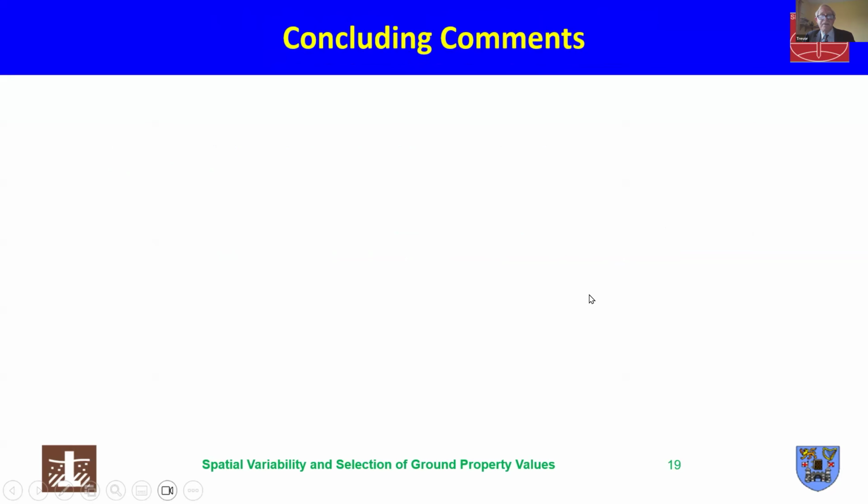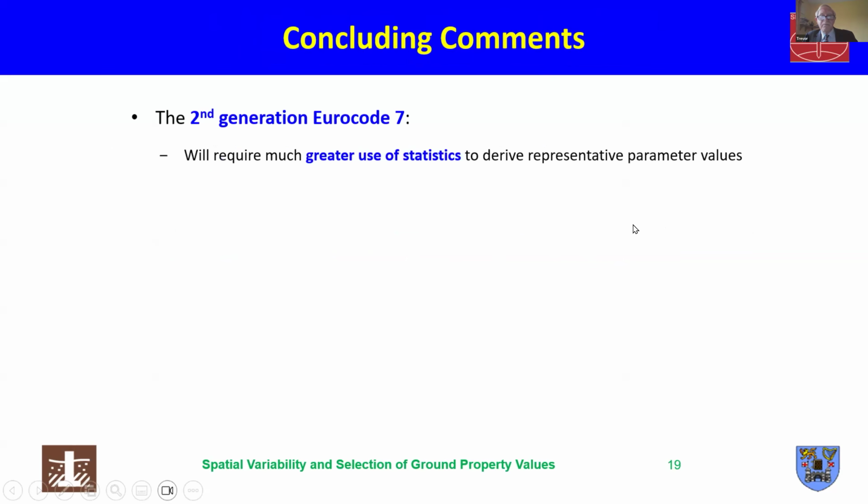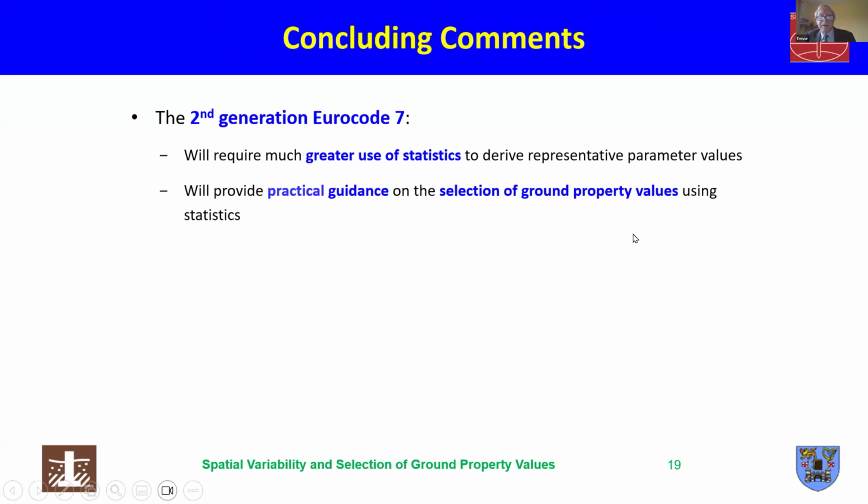So some concluding comments. The second generation of Eurocode 7 will require much greater use of statistics. It'll provide practical guidance on the selection of property values using statistics, and it will replace the existing Eurocode 7 on the 31st of March 2028. So second generation coming in on that date.